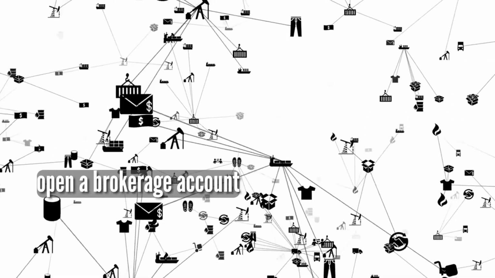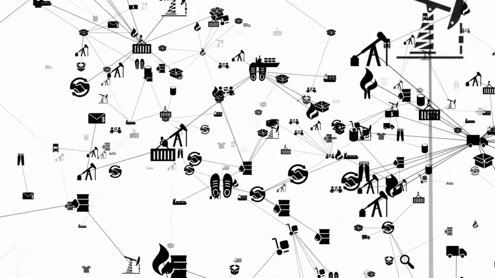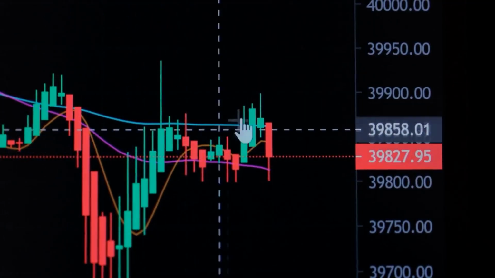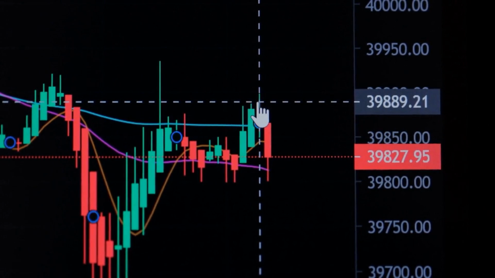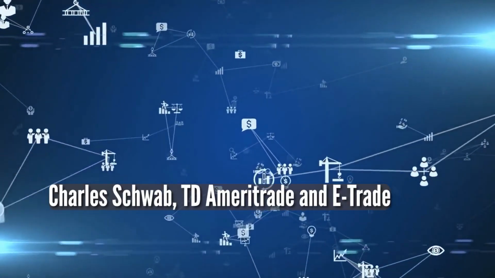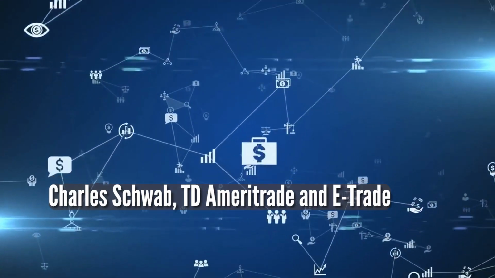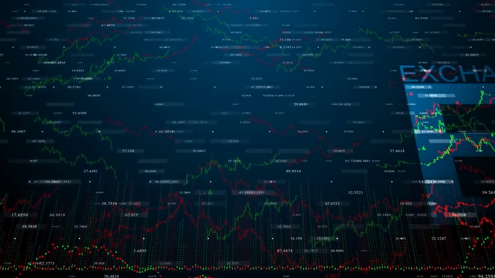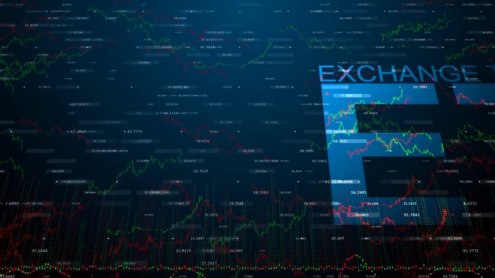Open a brokerage account. To invest in gold ETFs, you need to have a brokerage account. You can open an account with a brokerage firm that offers trading services for gold ETFs. Some of the popular brokerage firms include Charles Schwab, TD Ameritrade, and E-Trade. It is essential to compare the fees and services offered by different brokerage firms before choosing one.